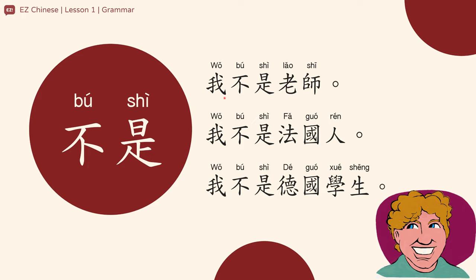不是，我不是老师。我不是法国人。我不是德国学生。我不是, I am not, 老师, a teacher. I'm not a teacher. 我不是, I am not, 法国人, French. I am not French. 我不是, I am not, 德国学生, a German student. I am not a German student.